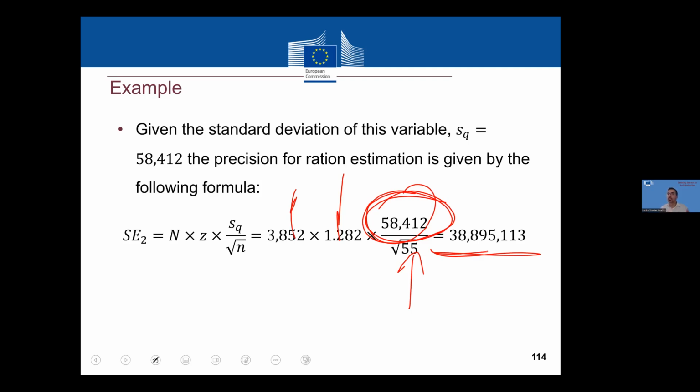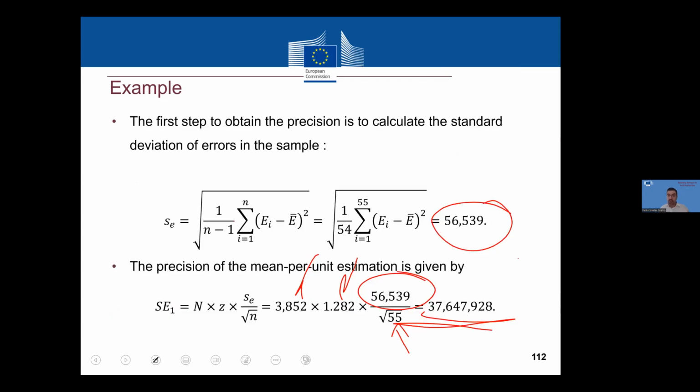What is the method that is offering me better precision? This one gives me a precision of 38.9 million. This one gives me a precision of 37.6. Although very similar, this one is slightly better. The smaller, the better. It means that I expect this projection to be closer to the truth than the other one. So basically, I would rely from now on all my analysis on mean per unit estimation because it's a slightly better method.